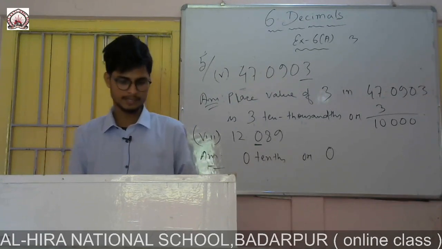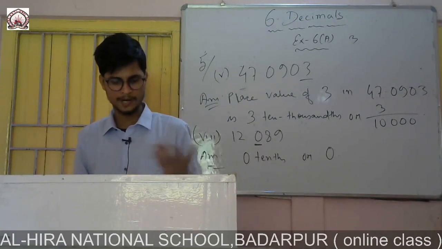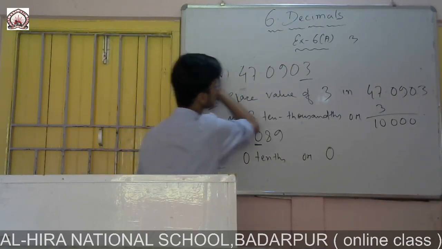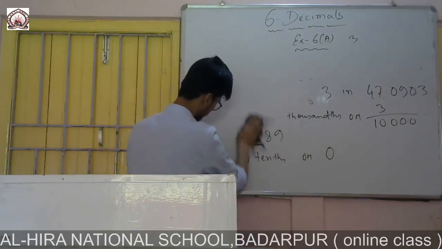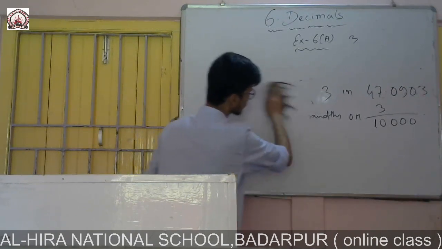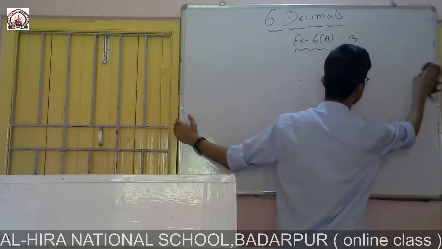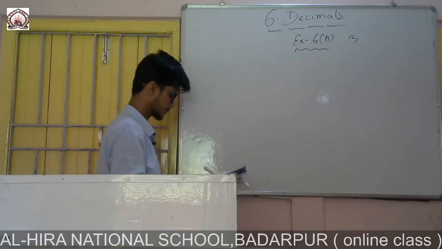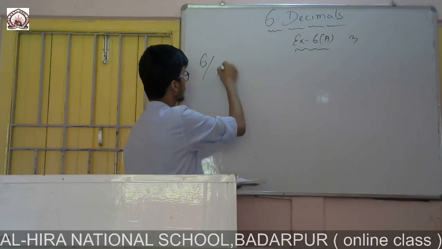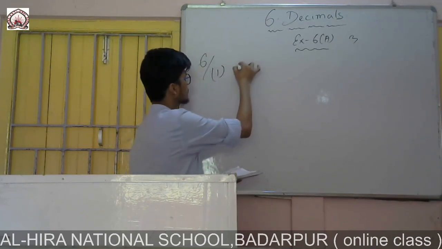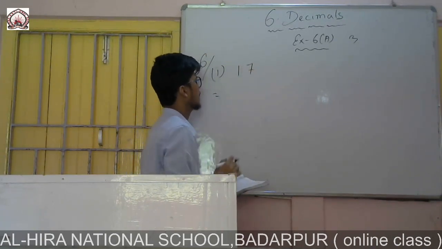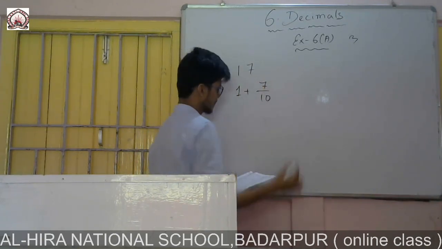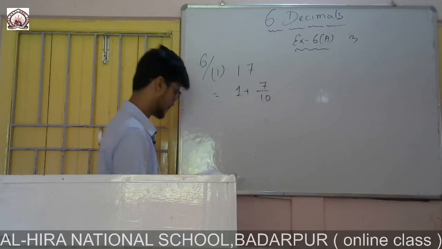Okay, now question number 6. Write each of the following in expanded form. You have to write this in expanded form. Question number 6, Roman number 1, you see, it is 1.7. I can write in expanded form, it will be 1 plus 7 by 10.